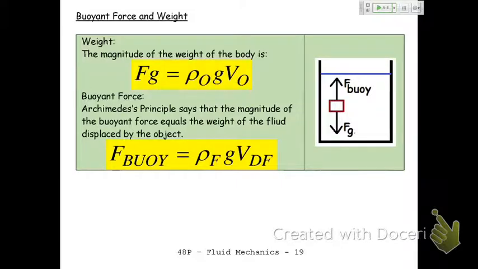So we need to think in terms of weights for an object and buoyant forces for an object. And we're going to start off by imagining that the object, whether we make it so or not, is underwater, completely immersed. And then we'll look at when part of it sticks out. So we're looking at objects that are completely immersed.